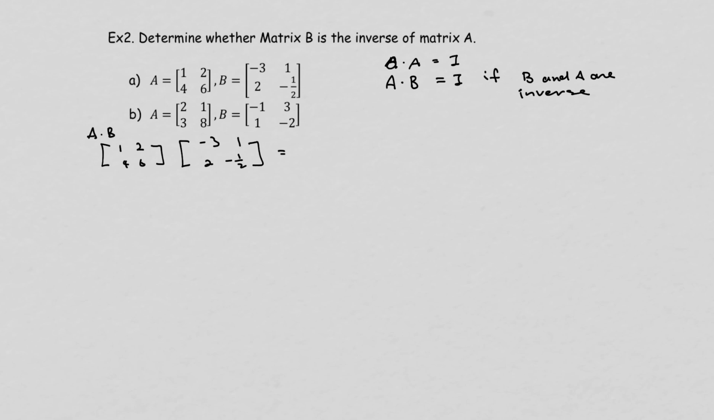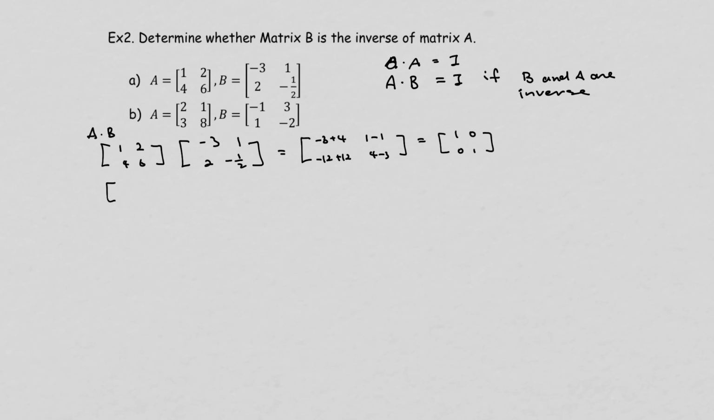When I do A times B, let's see, I will get negative 3 plus 4, 1 minus 1, negative 12 plus 12, 4 minus 3. This is going to be 1, 0, 0, 1.